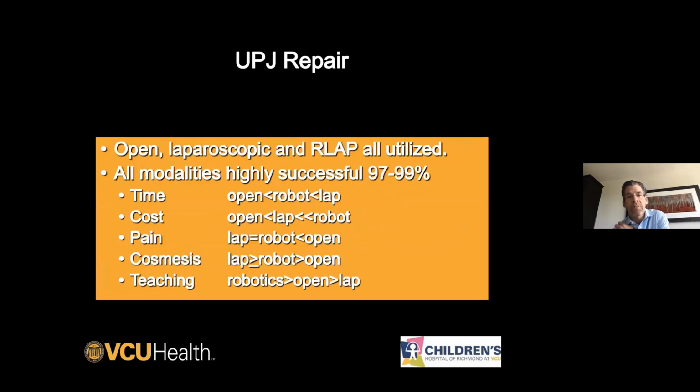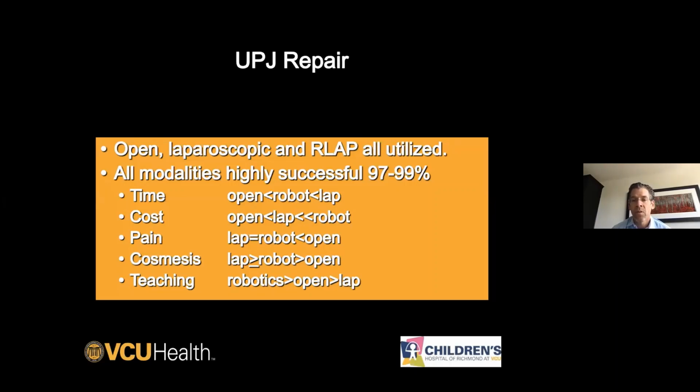So moving on to UPJ repair, we all know there's different modalities, and this is more geared for the residents. I do offer all modalities to the patients. I haven't done a laparoscopic repair since I was in Alabama a number of years ago, but nonetheless, all of these have essentially the same reoperative rate, and it's anywhere from 3 to 5%. And when choosing which repair to do, I think you have to look at what you're looking at.